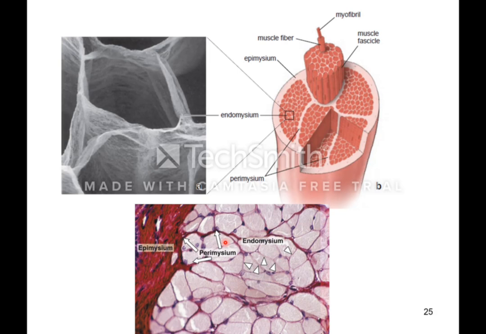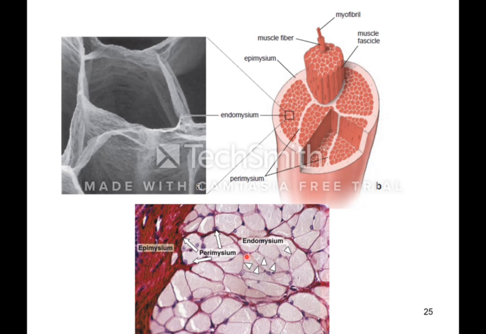Here is a small part of the muscle tissue with a special staining. Epimysium, a dense connective tissue, surrounds the entire muscle. Perimysium surrounds one fascicle, and each fascicle is a group of muscle fibers, and each muscle fiber is surrounded by endomysium, a loose connective tissue that includes the capillaries and satellite cells.